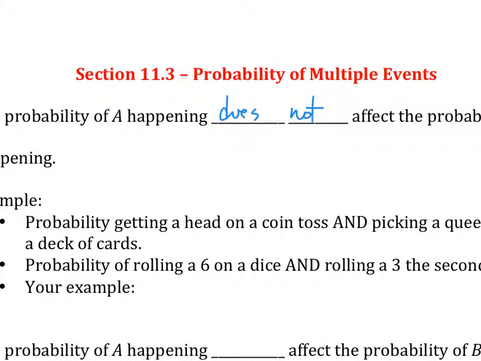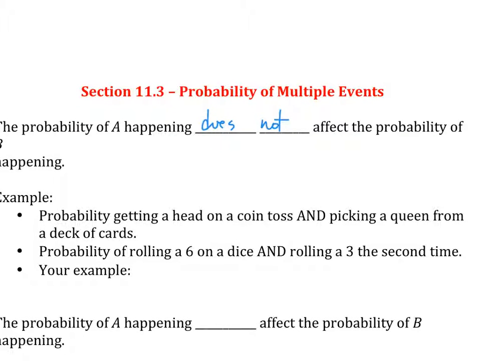So, for example, if you toss a coin and get heads, and picking a queen from a deck of cards have no relationship to each other. Because you getting heads doesn't mean that you're actually going to have more chance of getting a queen. They have nothing to do with each other. So those are independent events. Or you roll a 6 on the dice, and then roll a 3 the next time. They are not going to affect each other. So getting a 6 does not make you get a 3 more likely the next time. Does that make sense? Okay, so these are going to be independent events.